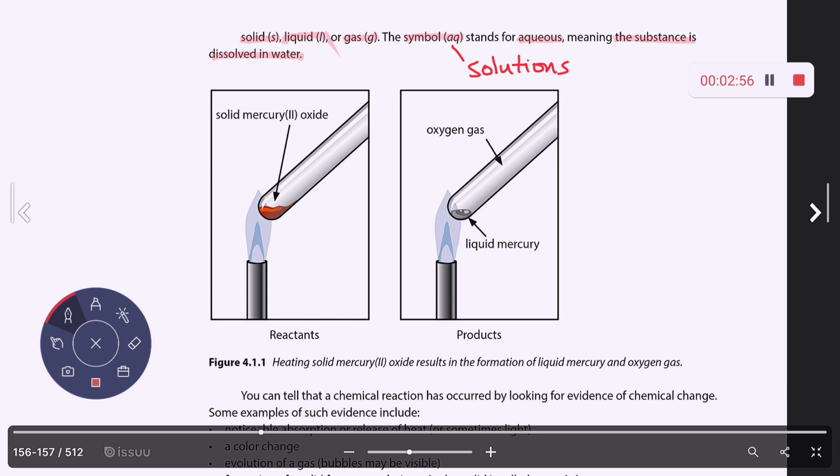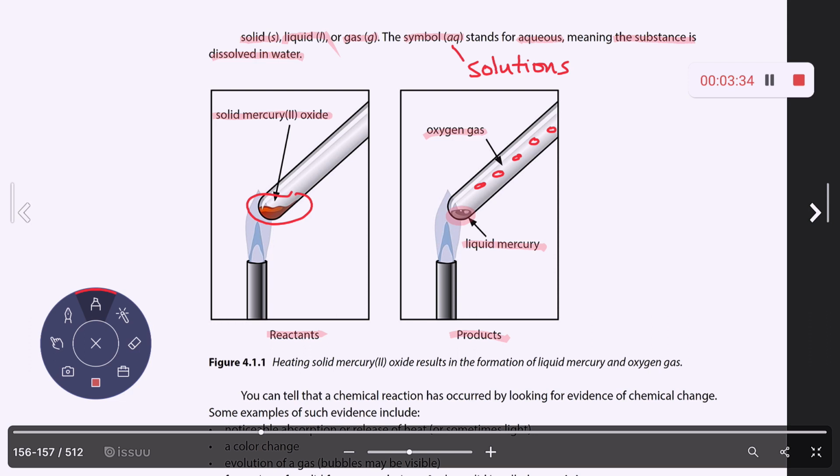Okay, now, the reaction that I told you about on the previous page is illustrated here in this figure. So here are the reactants. We have our solid mercury 2 oxide, which was a deep red powder. That's what they're showing you here in the test tube. They're heating it over a Bunsen burner. You're going to produce products, which would be oxygen gas, which is a clear, odorless, colorless gas. And that gas would leave the test tube. And then the liquid mercury is this little silvery substance that's at the bottom of the test tube.